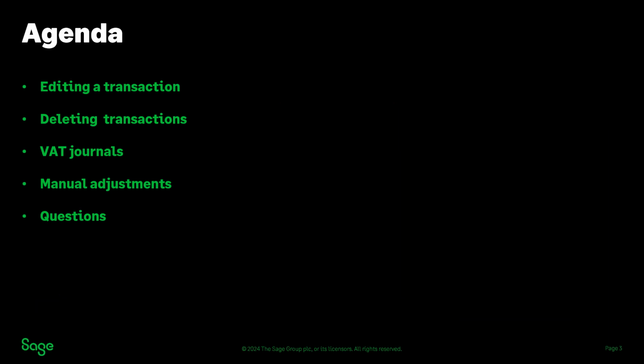So today we're going to be looking at, first of all, editing a transaction and the impact, then deleting transactions, and then we're going to go through some VAT journals and some manual adjustments at the end. And again, if we've got any time for questions at the end, we'll try and do a demonstration where possible.